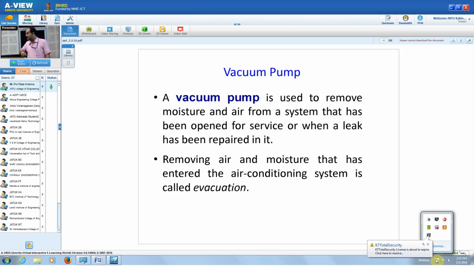Next, the vacuum pump is used to remove moisture and air from a system that has been opened for service or when a leak has been repaired. If any repair is done on the compressor, you definitely have to load the refrigerant again, because you have to disassemble the compressor, then inject the refrigerant again. During that process, any air may enter there.